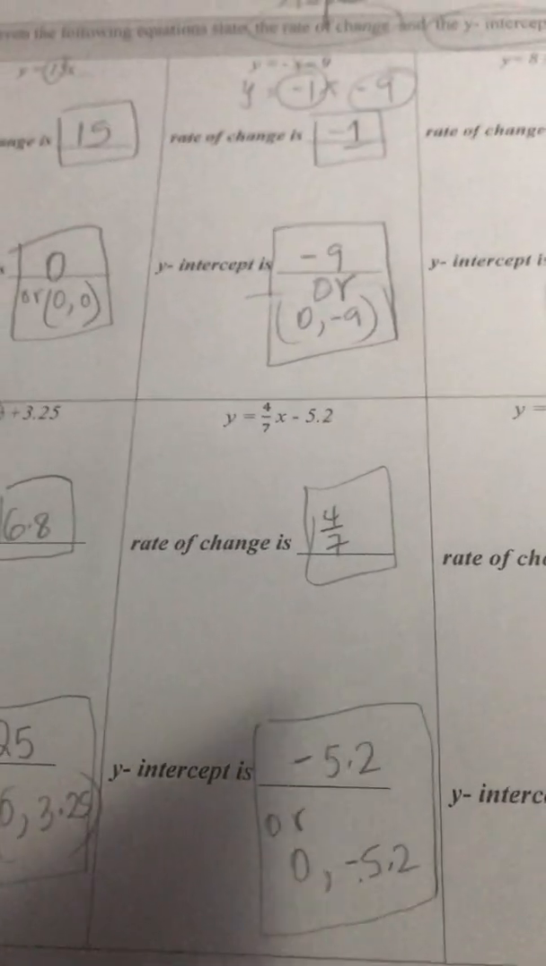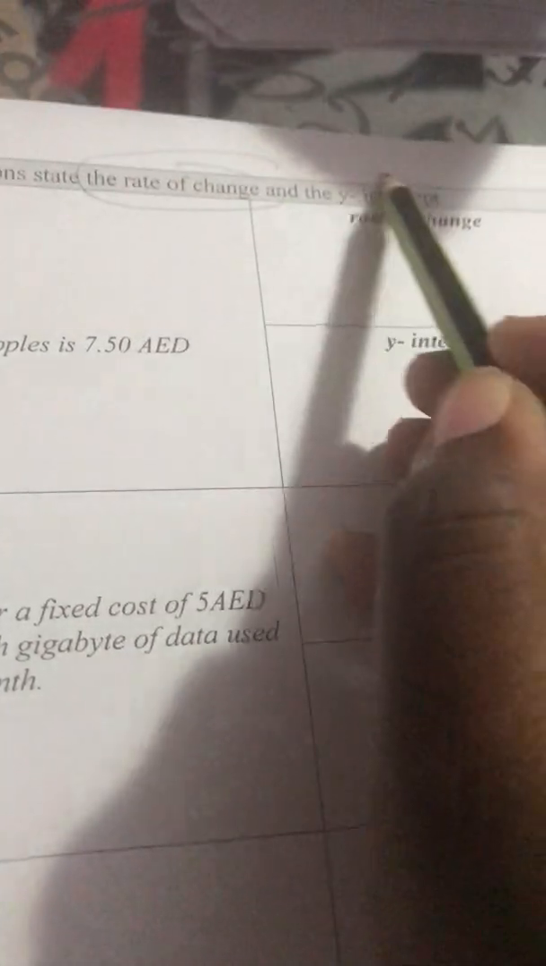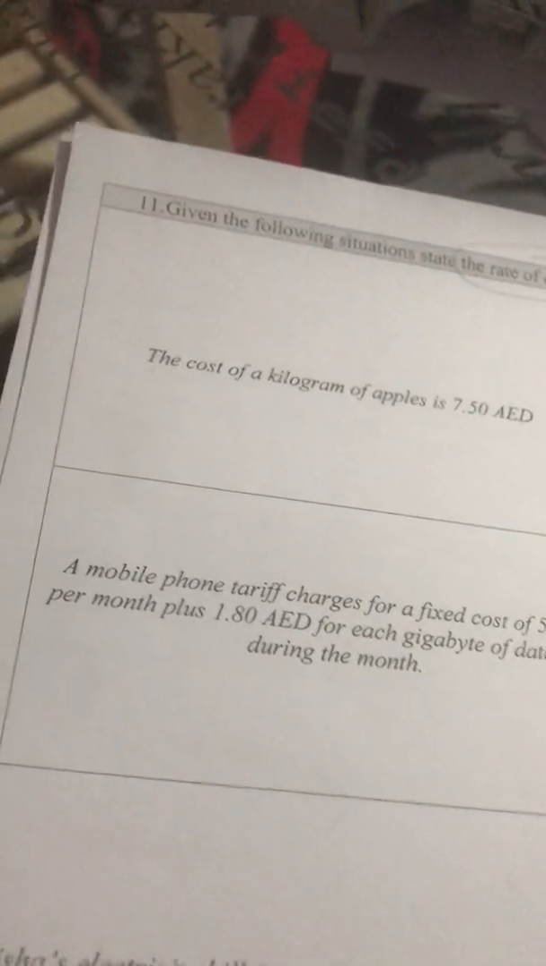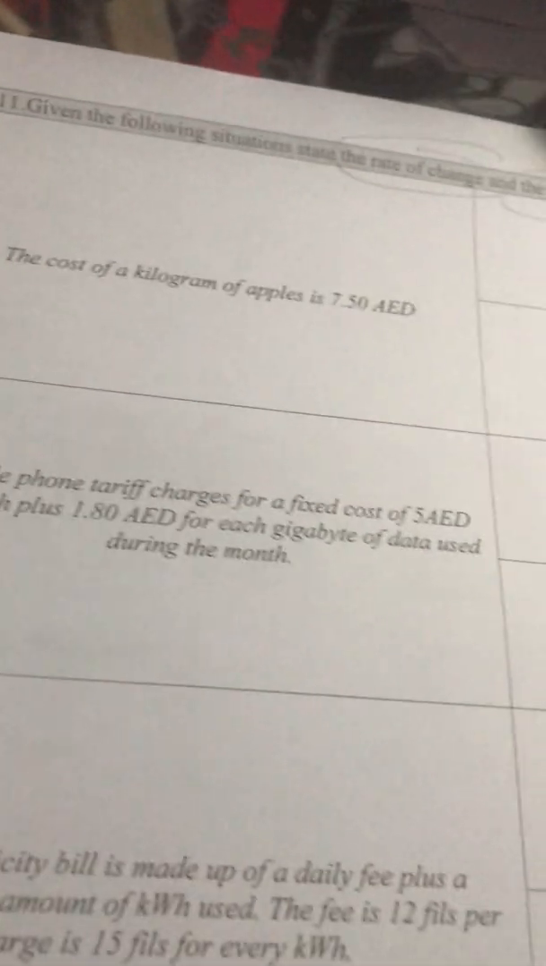Then they gave you equations. Then they gave you a graph. Now you also need to know from a story. You must know from a story. Okay? So, given the following situation, state the rate of change and the y-intercept. So you must know how to read. I will not be there to read for you.